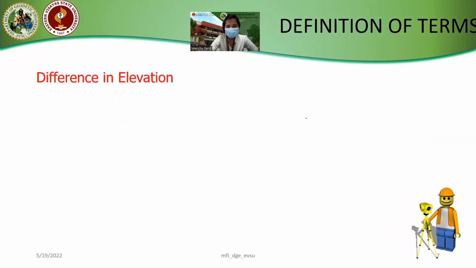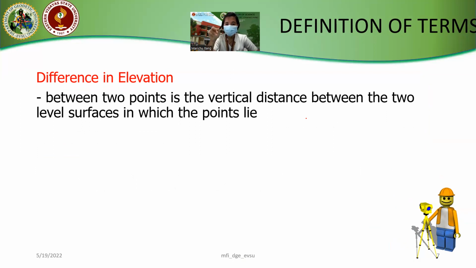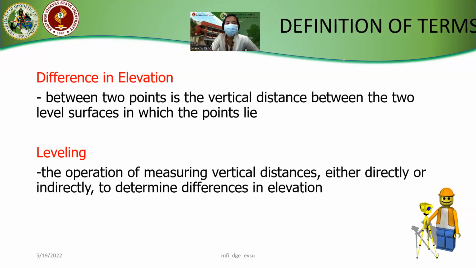So we have difference in elevation. So we have two objects, each with an elevation. So you take the difference. So that's it, that's the difference in elevation. We have another, the leveling. So this is now the method that we are going to employ to determine the elevation of points and then determine the difference in elevation between points. So this is the operation of measuring the vertical distances either directly or indirectly, because again, I mentioned before, we have the trigonometric leveling, in which you can determine the vertical distance without directly measuring the distance. So you just use the computation to determine the differences in elevation.